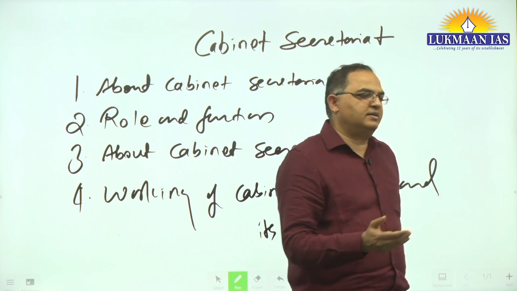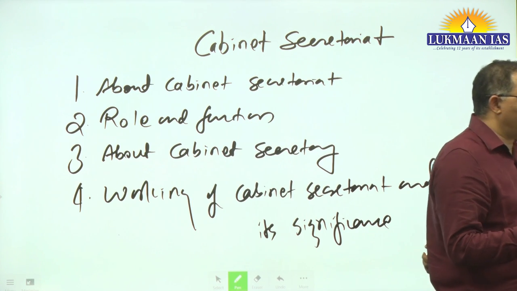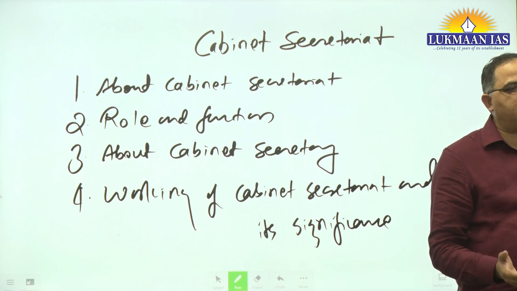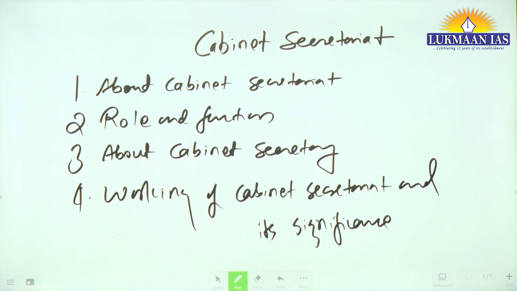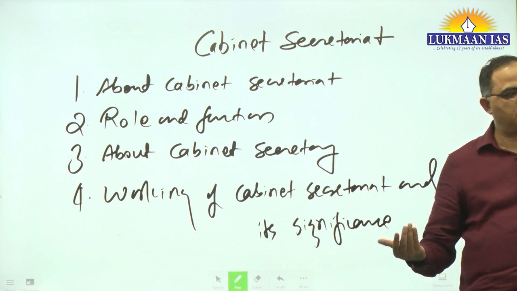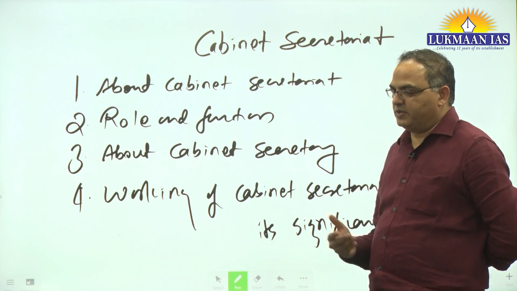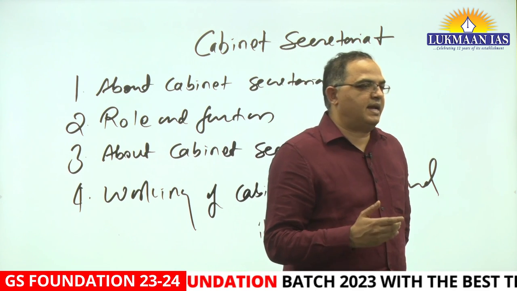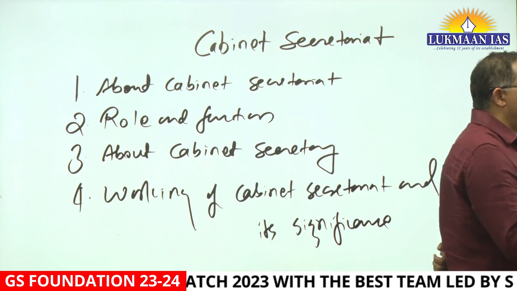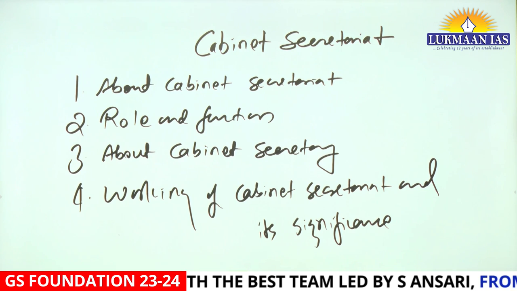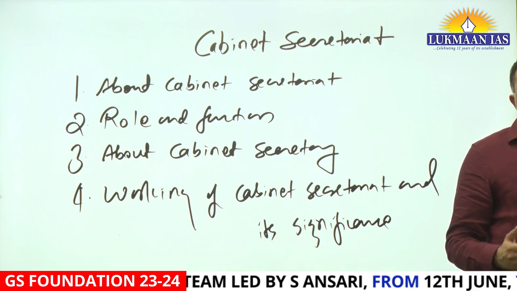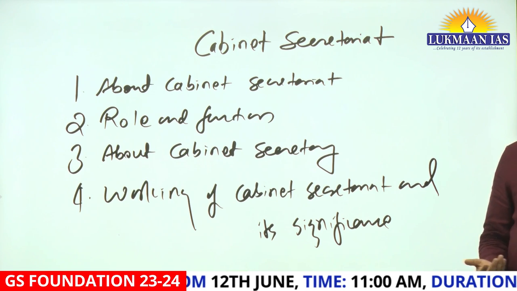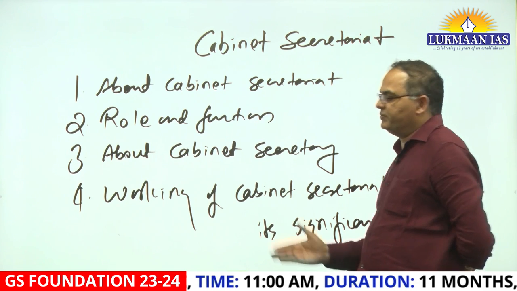And when it is undermined, you know that there is one institution that rises, that is called the Prime Minister Office. So when there is a rise of PMO, there is a downfall of Cabinet Secretariat and Cabinet Secretary. So Principal Secretary versus Cabinet Secretary, and Cabinet Secretariat versus Prime Minister Office, we will deal with after this.